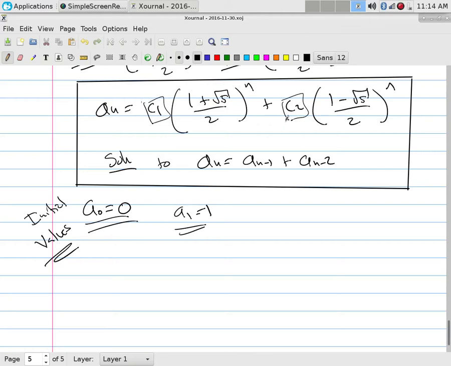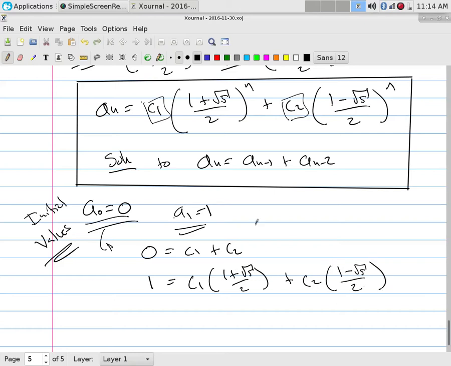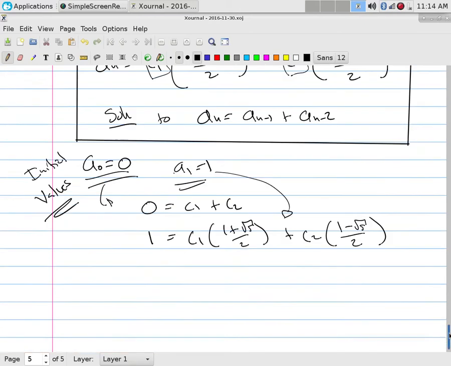All right, so if I plug in a0 equals 0, what would that look like? That means I plug in 0 for n. What's anything to the 0 power? 1. So that means that a0, which happens to be what? 0, is equal to c1 plus c2. Plug in this guy here, it would be 1 is equal to, plug a 1 in for each of those, that would be c1 times (1 plus radical 5) all over 2 plus c2 times (1 minus radical 5) all over 2. And that becomes that equation.